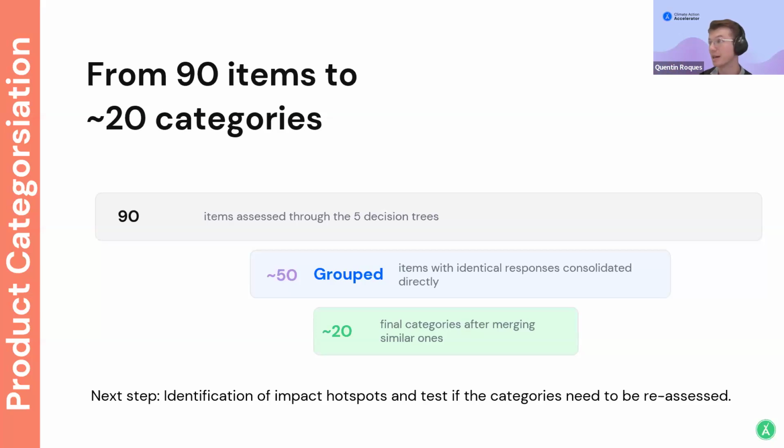And the next steps are, for each one of these categories, to really identify the impact hotspots on the solutions and to test if the categories need to be reassessed or not. The idea with this approach is that we will have categories that we will be able to use in the long term, and that we won't need an update every year or so. So the idea is really to have a scientifically strong methodology to create robust categories, and then just be able to use them for a long time.